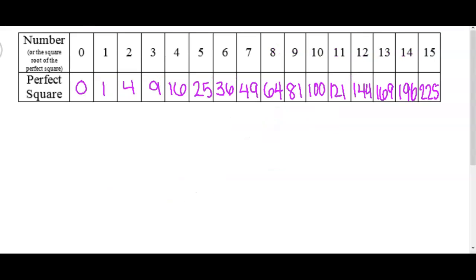All right, so the perfect squares are 0, 1, 4, 9, 16, 25, 36, 49, 64, 81, 100, 121, 144, 169, 196, 225.